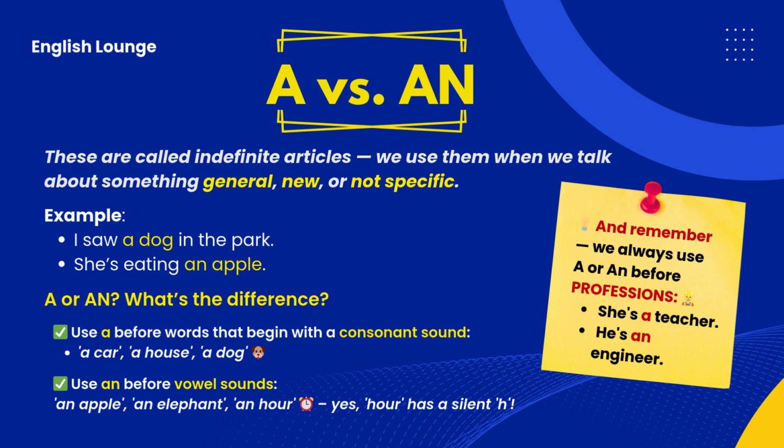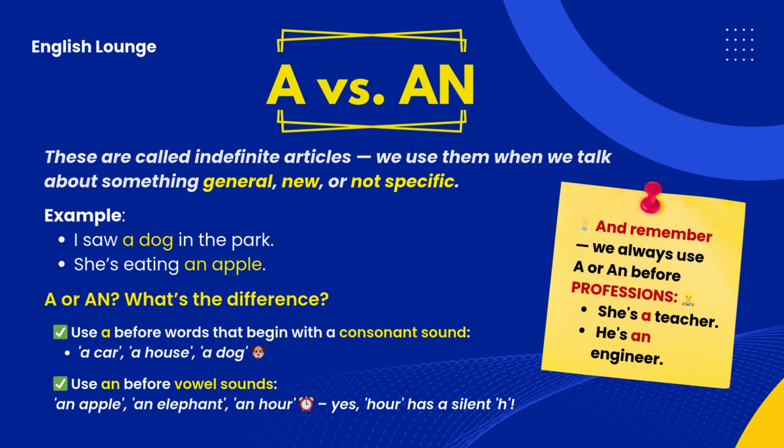First, we are going to talk about a and an. In the English language, these are called indefinite articles, and we use them when we talk about something general, something new, or something that is not specific. For example, I saw a dog in the park, or she's eating an apple. You can notice here that in the first sentence we have a dog, in the second, an apple.